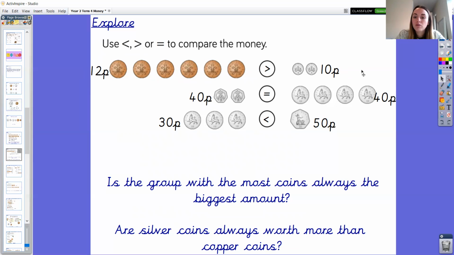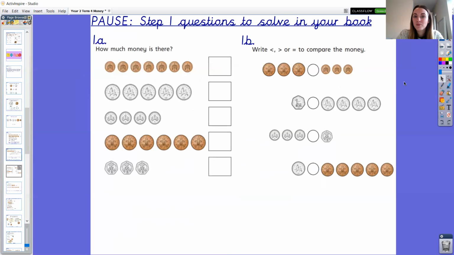So do you think, Year 2, the group with the most coins always has the biggest amount? No. So as you can see here, 50p is worth more than 30p, but 50p is made up of 1 coin here, whereas 30p is made up of 3 coins. So although this group has the most coins, it is worth the smallest amount. Well done, Year 2. So on your screen now, you can see the step 1 questions to solve in your book. So please pause the video here to complete these.